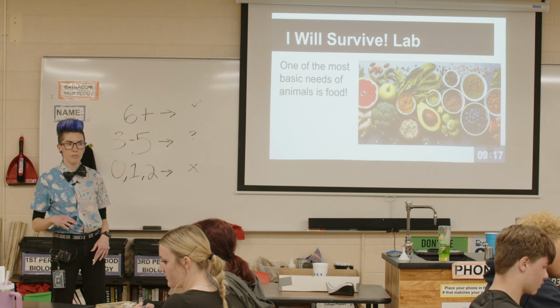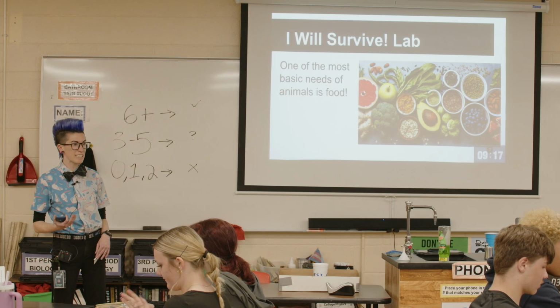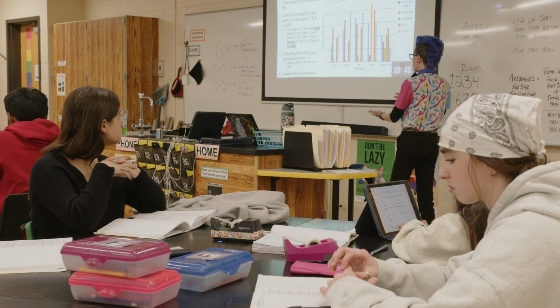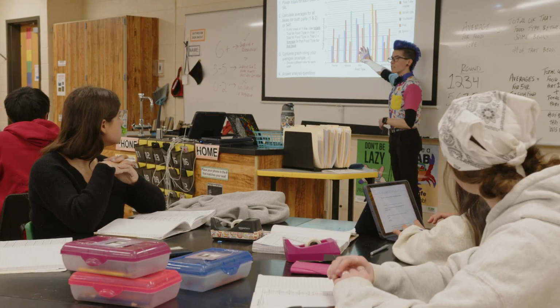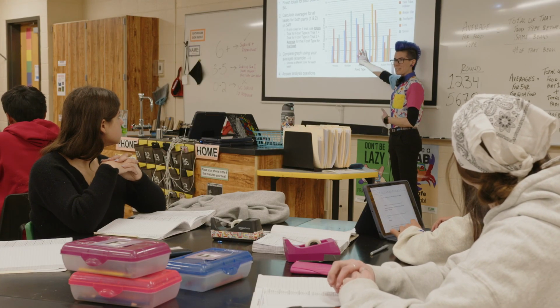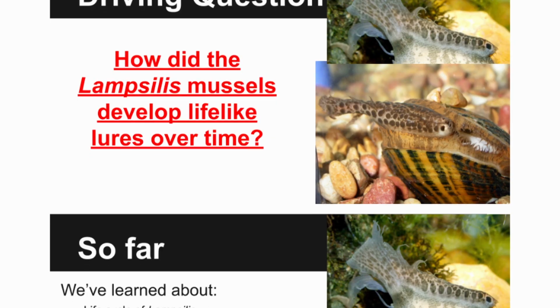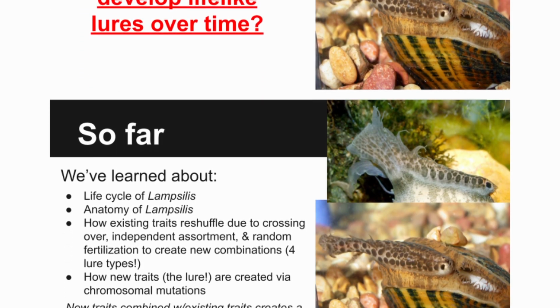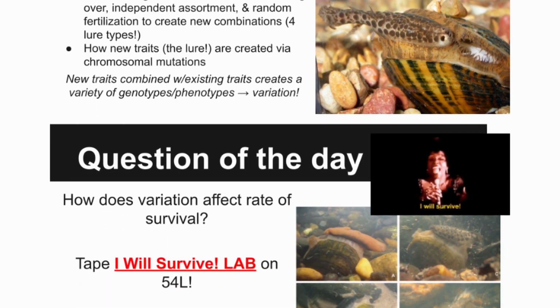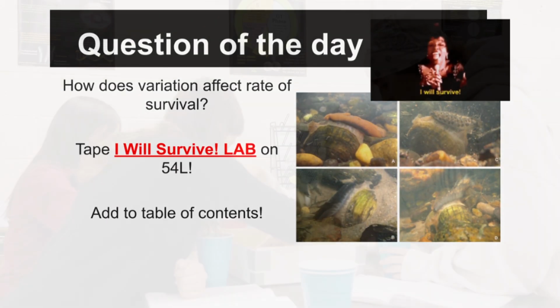In the Lampsilis Muscle Evolution Unit, a central Stage 3 task is the I Will Survive lab. Before the lab begins, teachers introduce an idea emerging from student models, the role of variation in survival and reproduction. In this task, students analyze evidence about the muscle life cycle, examine differences in lure traits, and evaluate how those traits affect the likelihood of attracting a host fish.